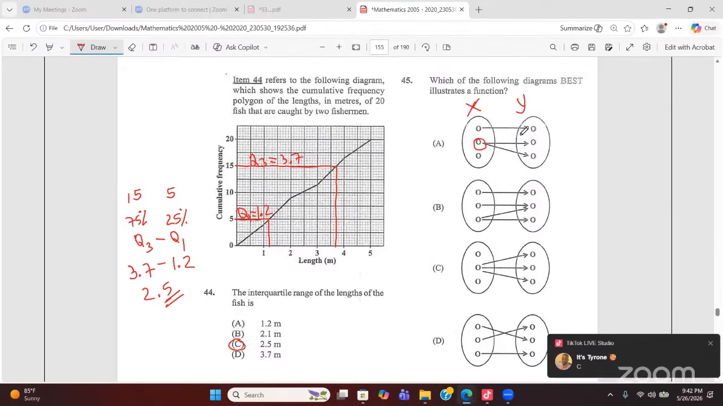This would have made this not a function, because it went to two things. This went to three, even worse. Okay? In order to be a function, you can only go from one to one. So a function is called a one-to-one. So D is the answer. I hope everybody is good right there.